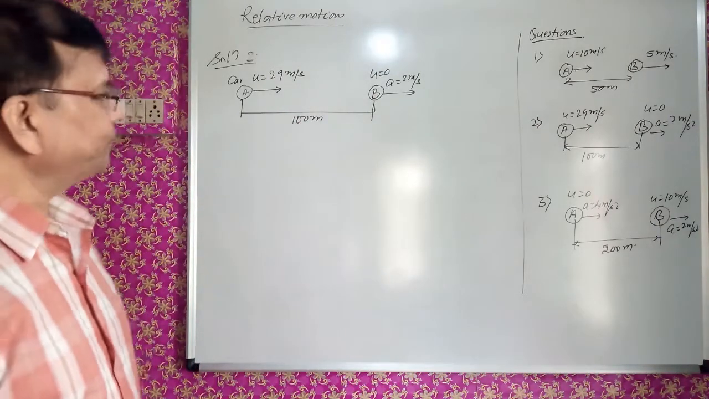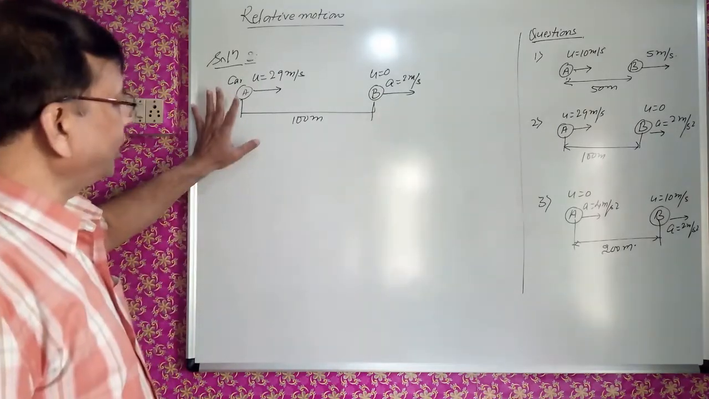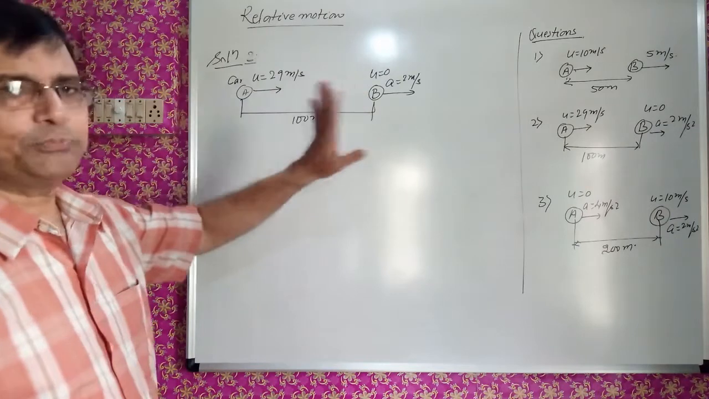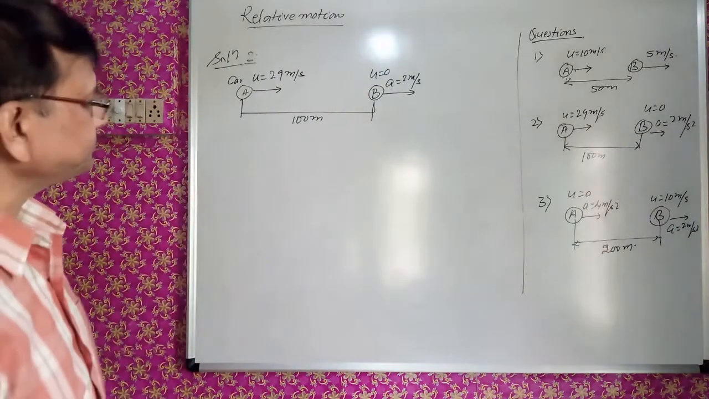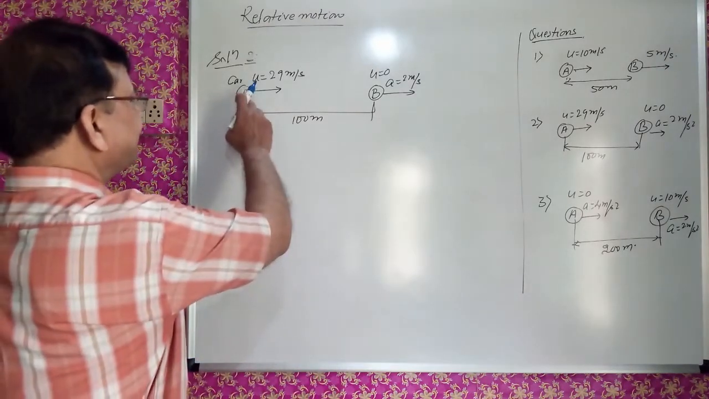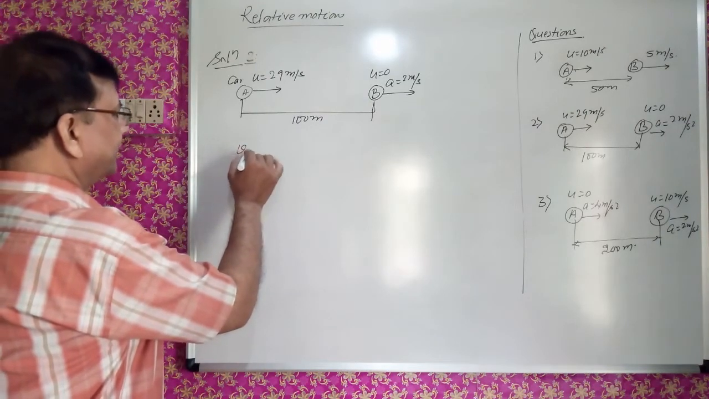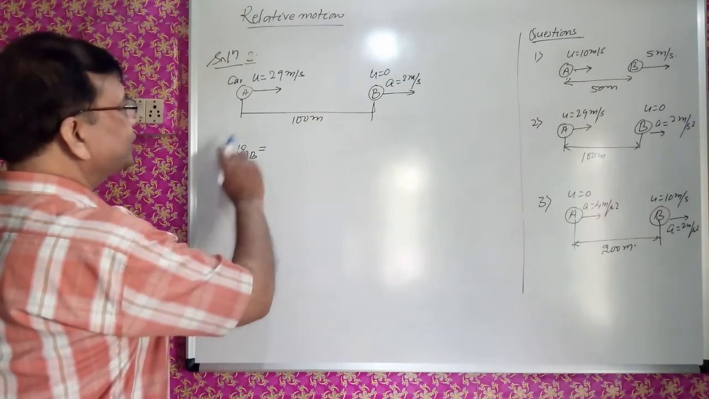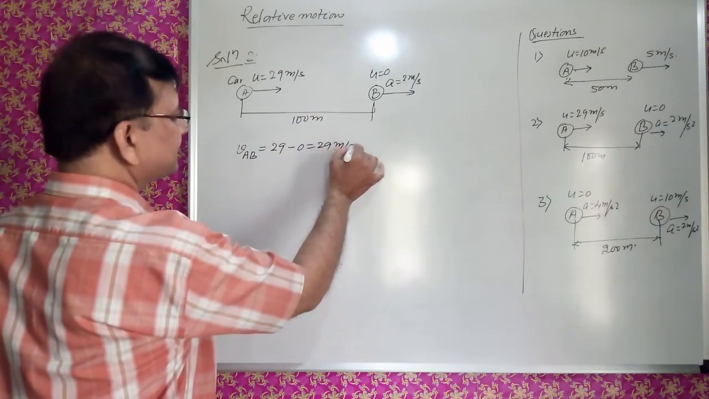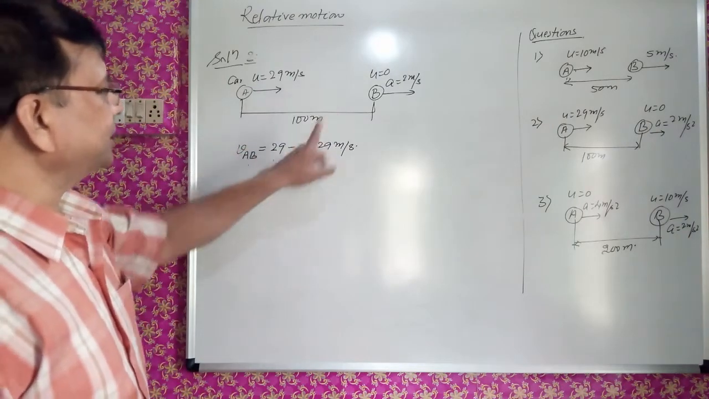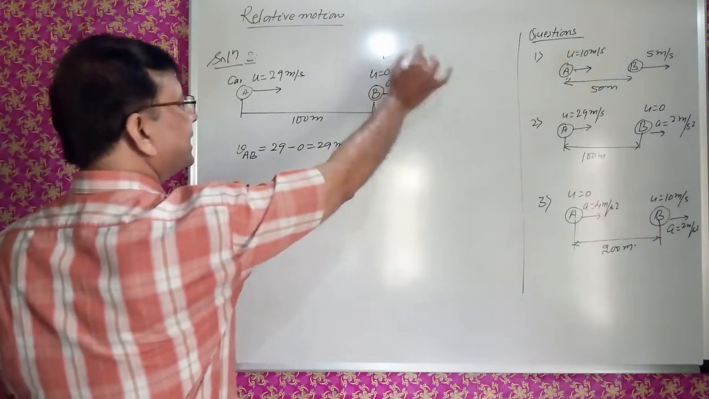So we have to find whether A will catch B or not. If it catches, how much time will A take to catch B? And I will solve this by the relative velocity method. Now you see, V of A with respect to B is equal to 29 minus 0, that is 29 meters per second, right? In this direction it will be going with 29 meters per second because the velocity of B is 0.